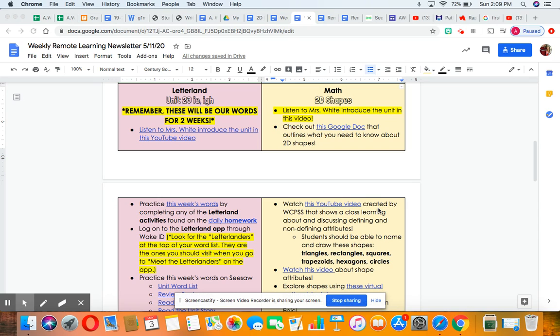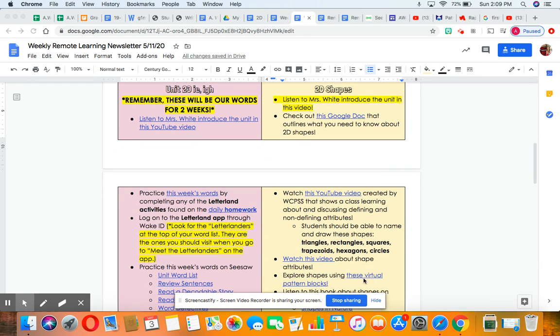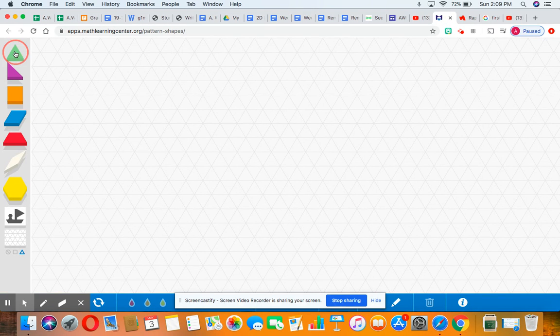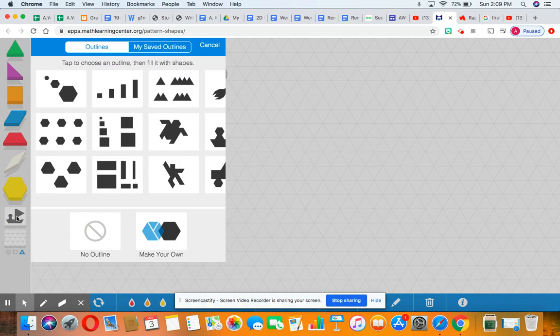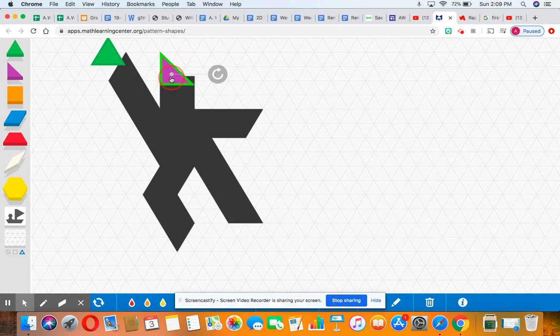In school, we would use pattern blocks a lot to practice this unit, so I encourage you to use the virtual pattern blocks that I have linked here. They're also on our website. It looks like this. You can pull shapes, put them together. You can have it choose a template and use the pattern blocks to try to make the picture. It's just a fun way to practice using the shapes. So I highly recommend that website.